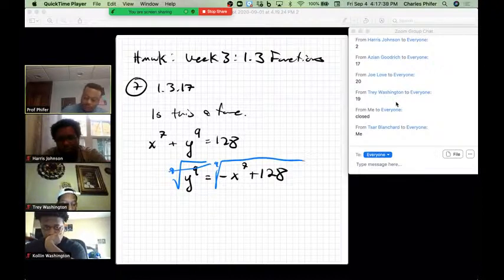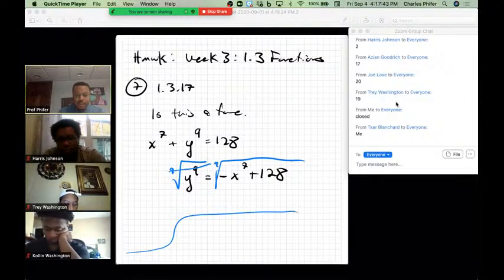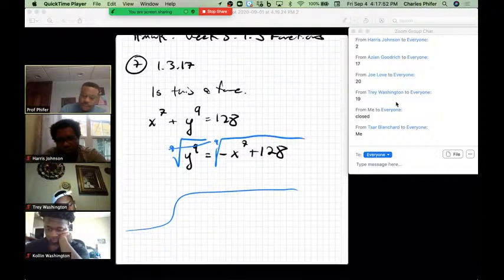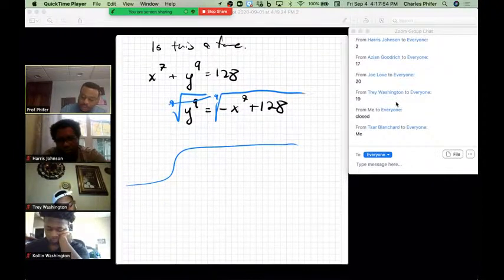Long story short, the graph is going to look something like this, and it's going to pass the vertical line test. But it's mainly because of this 9 right here. If that were an even number, then we would have a plus or minus, and the graph would actually look more like this, and it would actually fail the vertical line test.